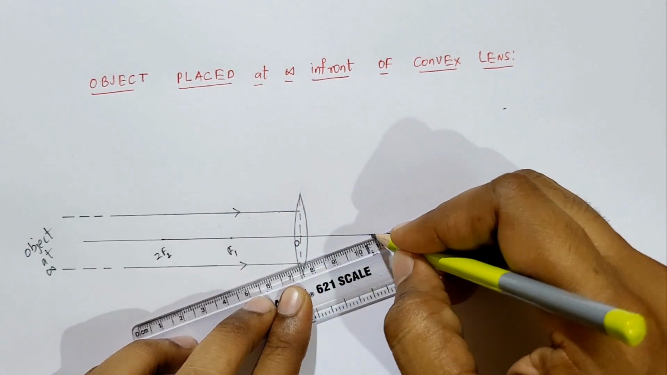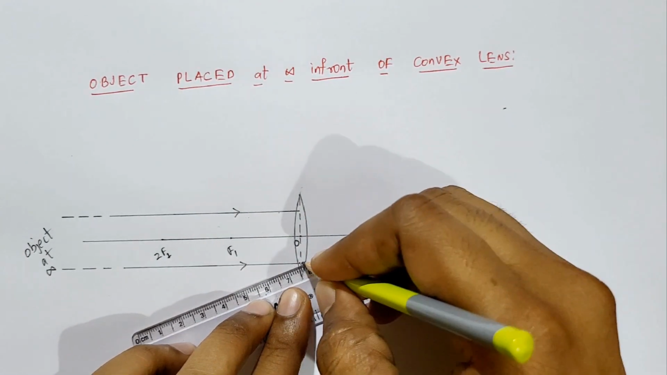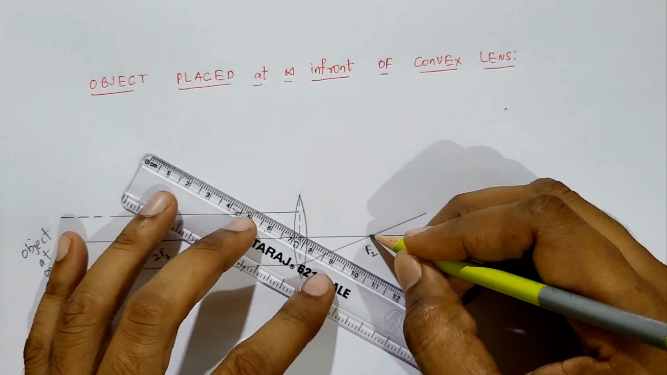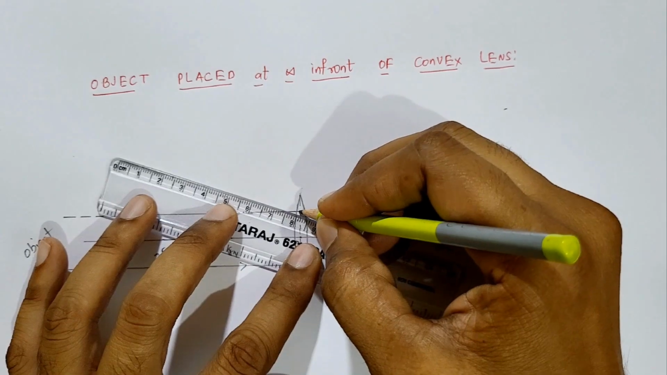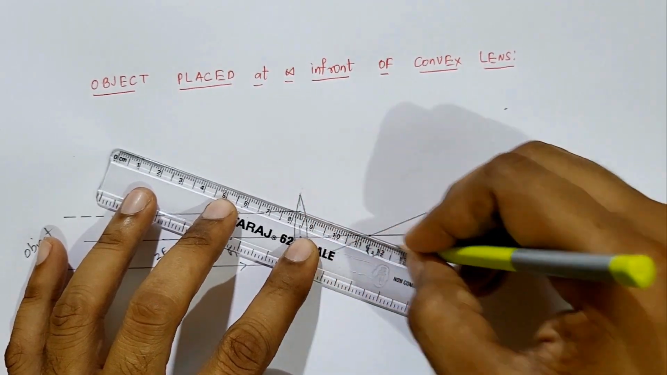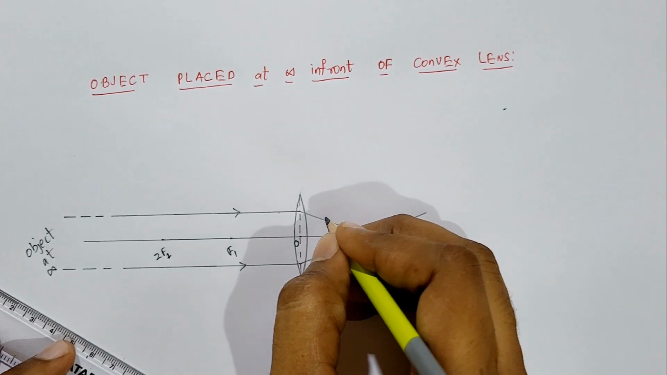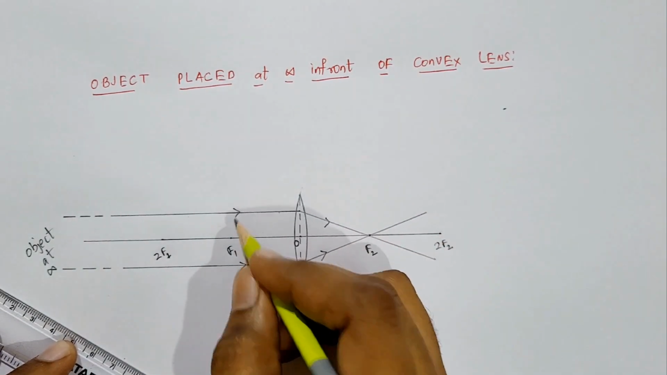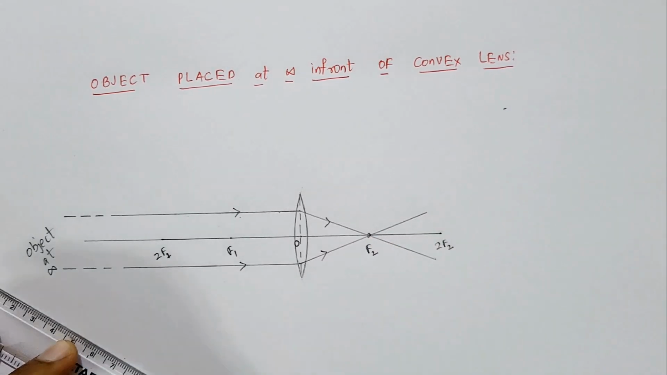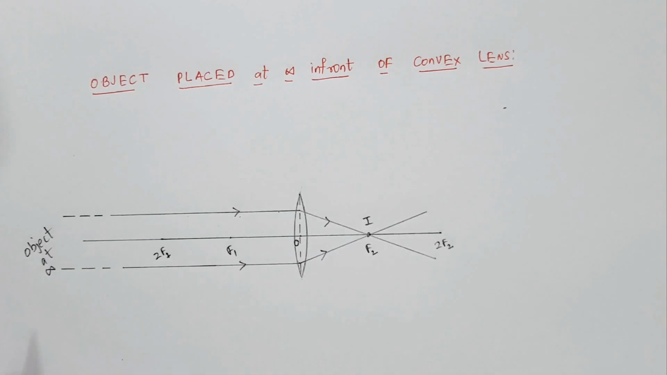So now this refracted light ray will pass through the focus like this. And here also, this refracted light ray will pass through the focus. These two are the refracted light rays and these two are the incident light rays. The point where the refracted light rays meet, we call it an image. So where is the image formed? At F2, correct? So now let us write the image characteristics.